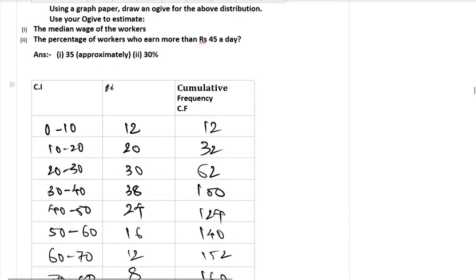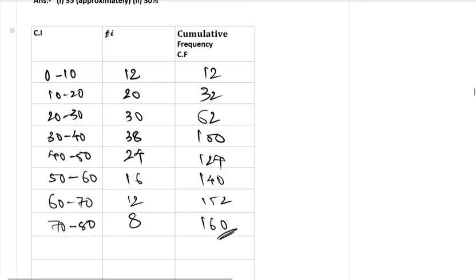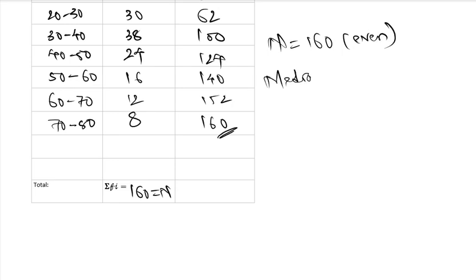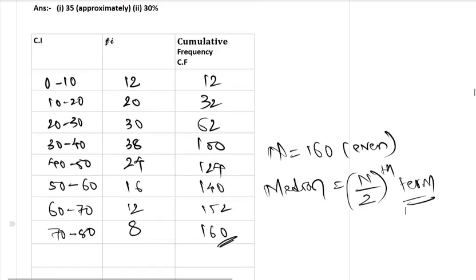So a little change over here before you draw your ogive. What is n? N is 160, which is even. So you know what is going to be your median? Your median is going to be n by 2th term. Are you shocked that your median is n by 2th term? It is because we are dealing with grouped data.